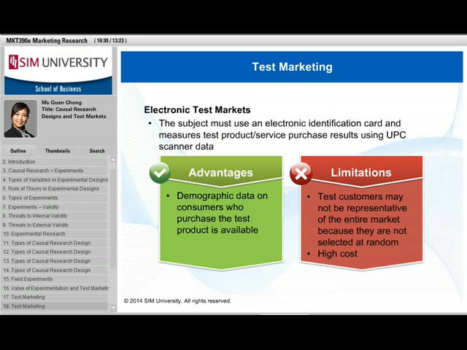Under electronic test markets, the subject must use an electronic identification card and measures test product service purchase results using the UPC scanner data. The advantage is that demographic data on consumers who purchase the test product is available, while the limitations include test consumers may not be representative of the entire market because they are not selected at random, and high cost.